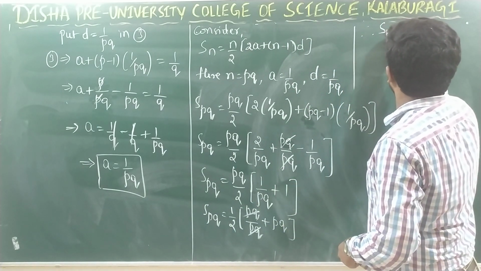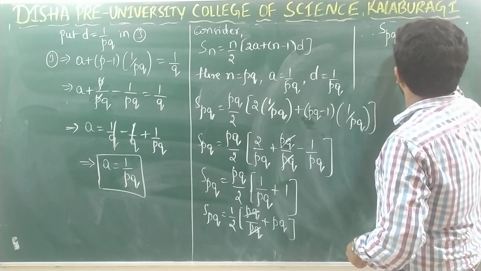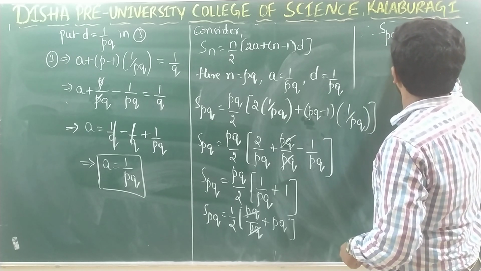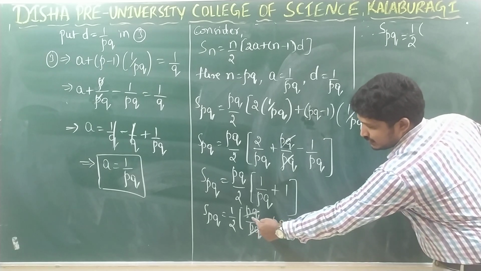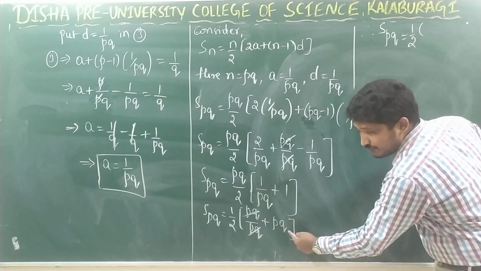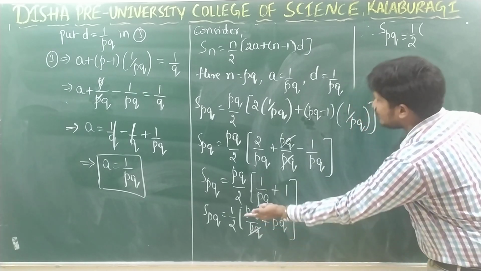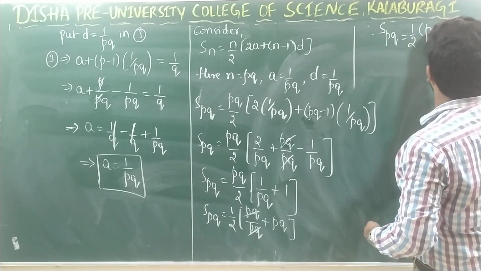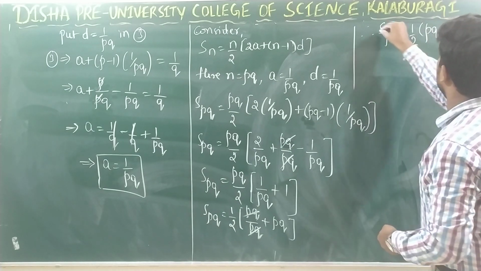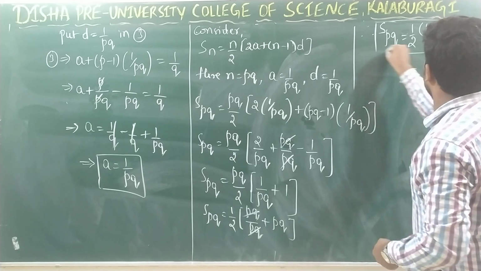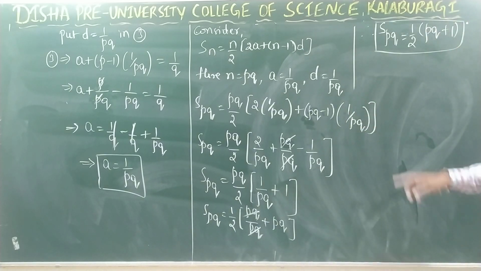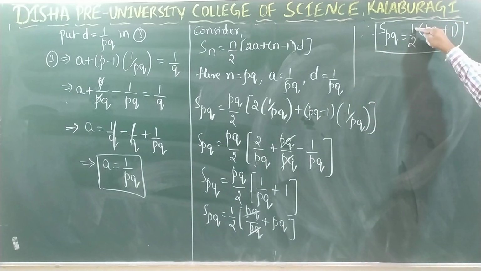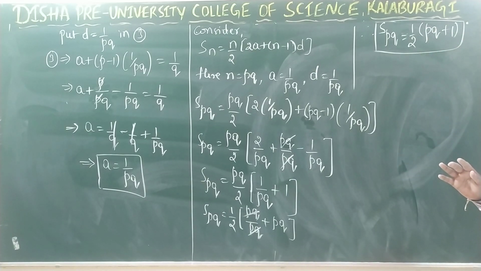SPQ is equal to 1 by 2 outside, right, into, here we are left with 1, here we have PQ. So 1 plus PQ can also be written as PQ plus 1. So this is the sum that we wanted to prove. Sum of first PQ terms is 1 by 2 into PQ plus 1. Right? So this is the solution for the given problem.